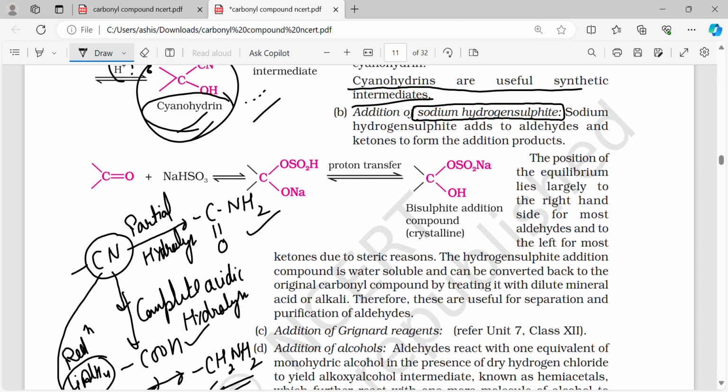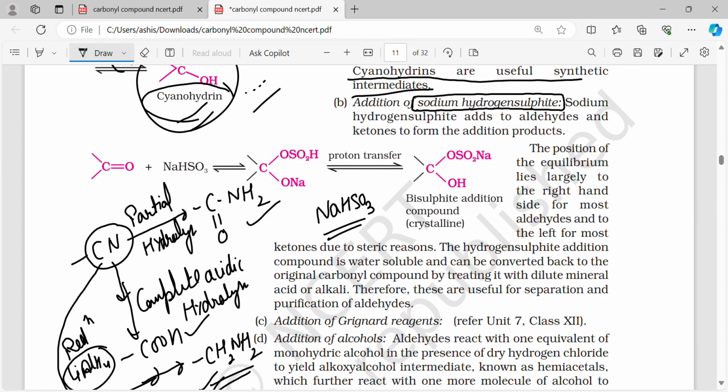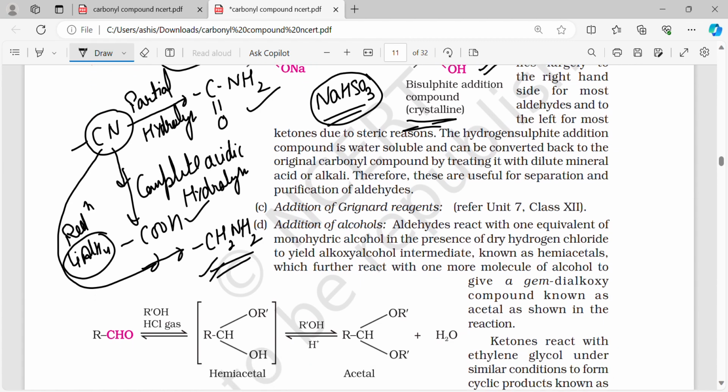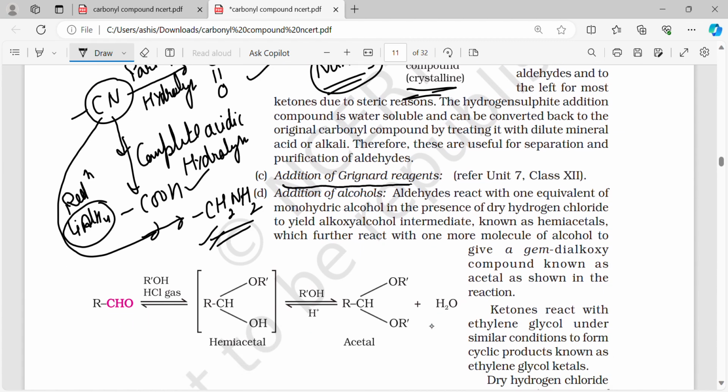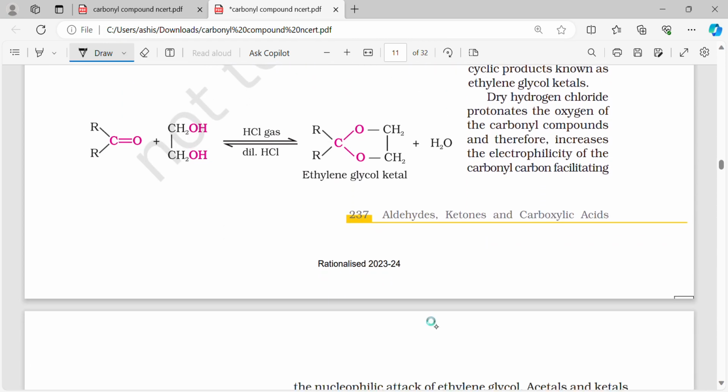Now another example of nucleophilic addition reaction, addition of sodium hydrogen sulfite. What is the formula of sodium hydrogen sulfite? That is NaHSO3. So similarly, there is attack of sodium hydrogen sulfite, and we will get a bisulfite addition compound, that is crystalline in nature.